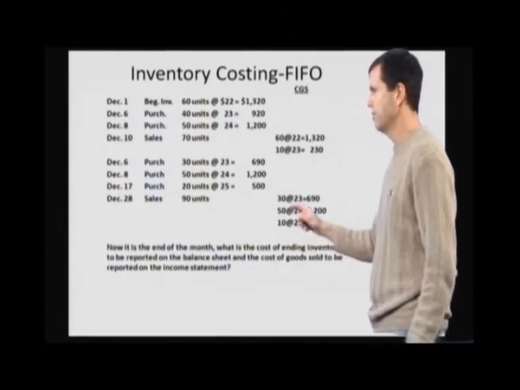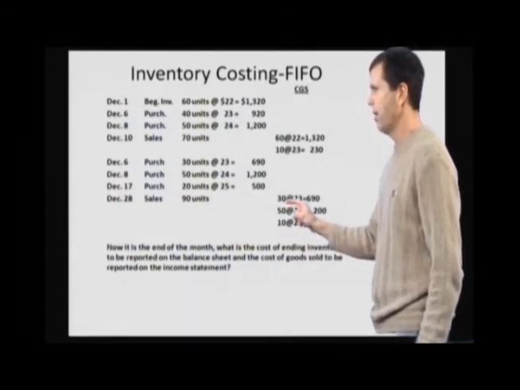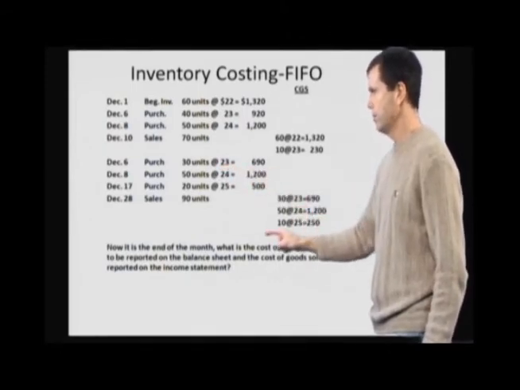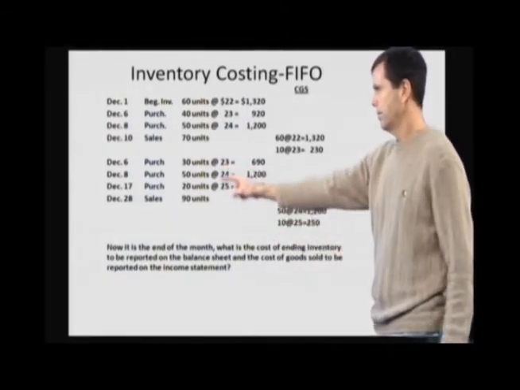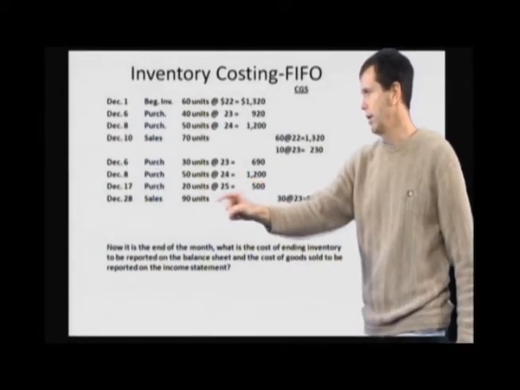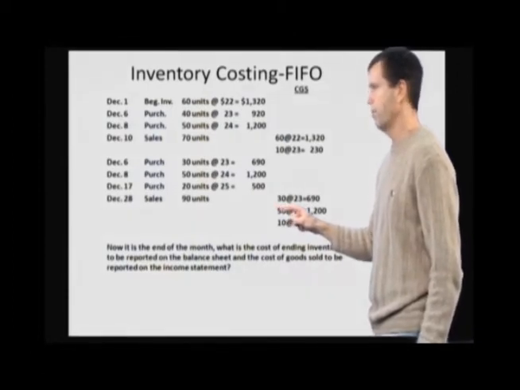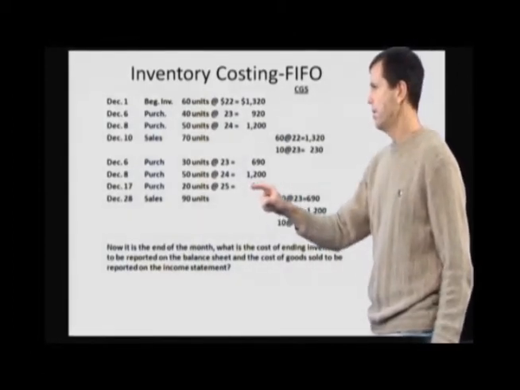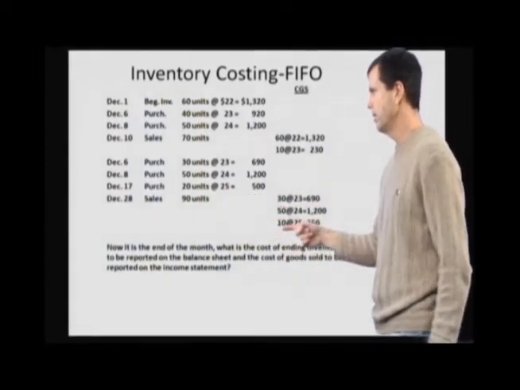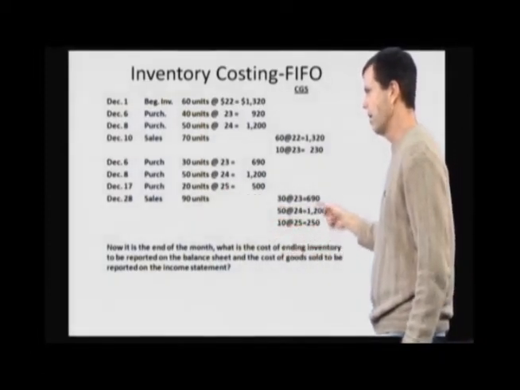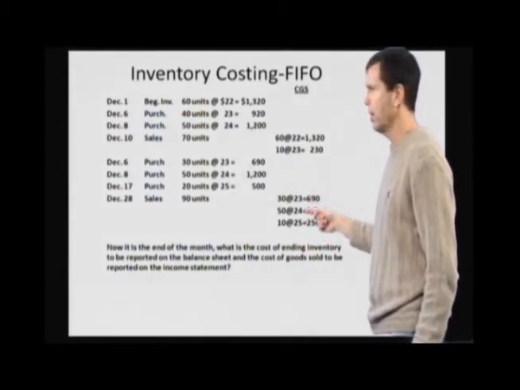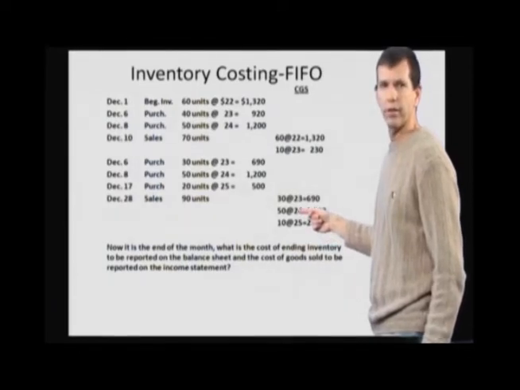All right, again, assuming FIFO, we assume we sold all 30 of these earliest $23 ones. Then we assume we sold all 50 of these $24 ones, so that's a total of what, 80? And our sales were a total of 90, so we're up to 80. So we assume then that we're going to dip into 10 of these $25 units, and you can see we've got that listed here. So here are our units, the 90 units we assume that we sold on December 28th. Did you get that correct?